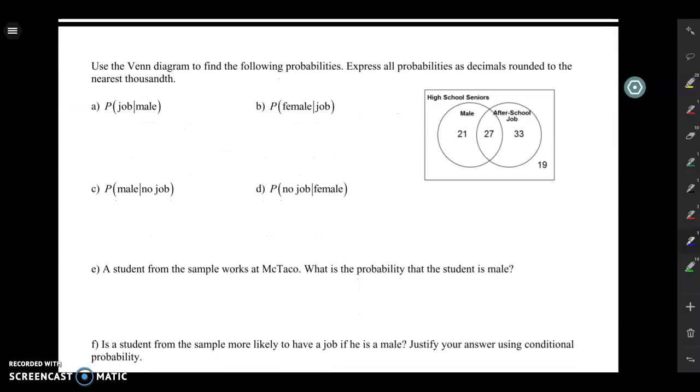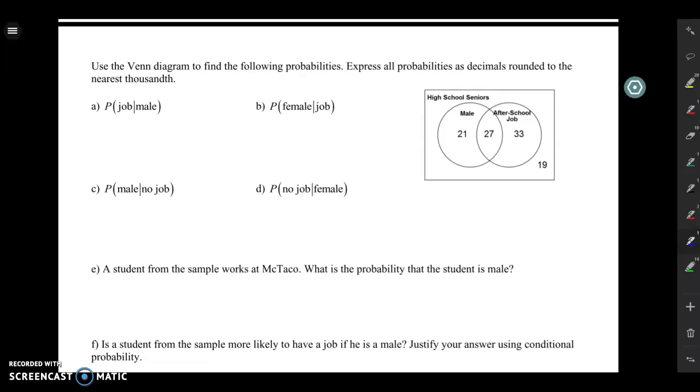So we're going to use this Venn diagram down here, and we're going to express our answers as decimals rounded to the nearest thousandth, which means we're going to go 3 decimal places out. So here we're looking at high school seniors and the relationship between if they're male or female and if they have an after-school job or if they don't.